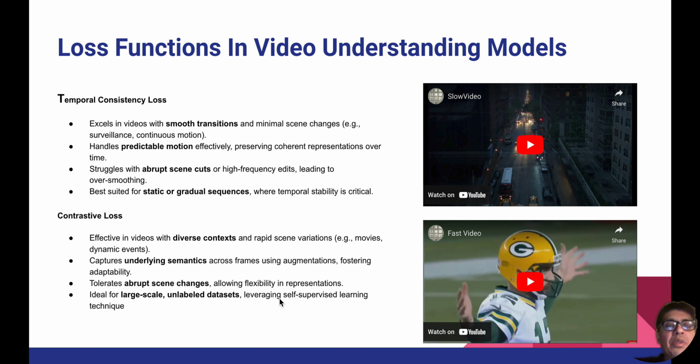And it's really good for large-scale unlabeled data sets, which is the type we would like to have for video understanding, and that's why it's essentially a technique known as self-supervised learning. Okay, self-supervised, right? It readjusts itself through its own examples, and using this contrastive loss it refines the embedding space so the understanding is made better.